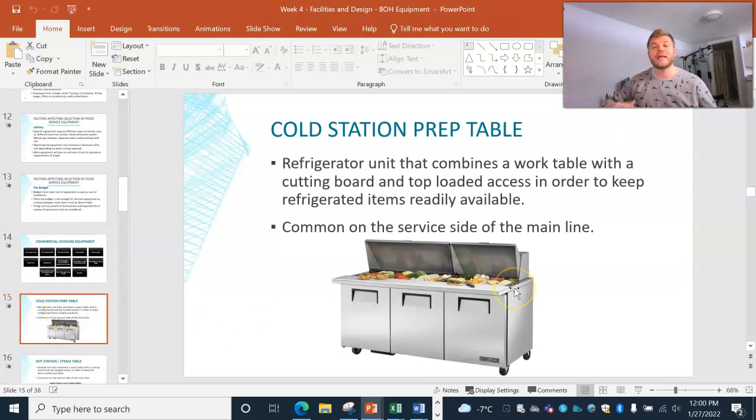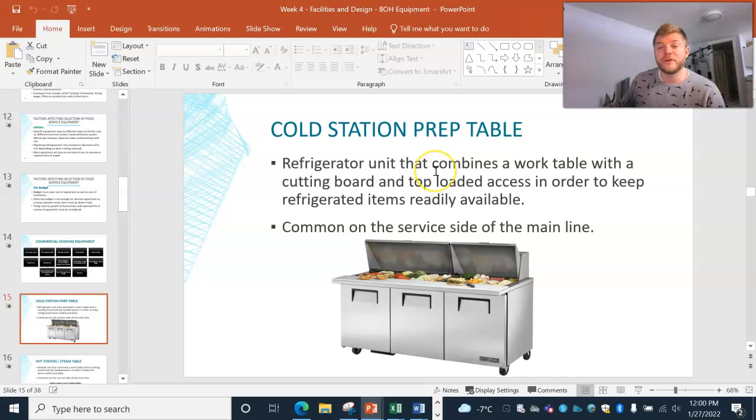So the first one we're going to look at is the cold station. So these are these prep tables. There's a lot of universal sizes. So as you can see here, and I think they're 30 inches deep is the standard size. And this might be, I don't know, 36 inches per door here. So you can buy it in 1, 2, 3, 4, 5. It really doesn't matter. These are refrigerated units, but they can also be pull-out drawers. It's very adaptable. So you get to pick what equipment you're going to have in your restaurant.